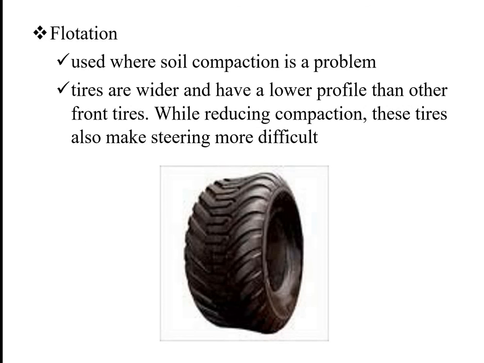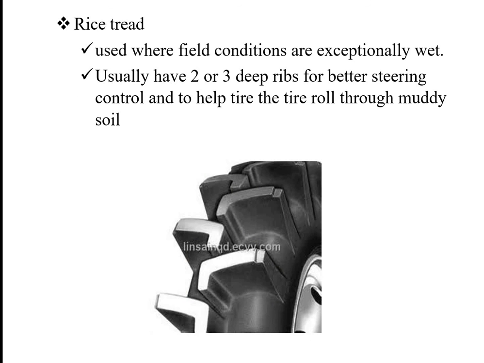Flotation is used where soil compaction is a problem, and the tires are wider and have a lower profile than other front tires, reducing the compaction. These tires also make the steering more difficult. Then the rib tire is used where field conditions are exceptionally wet; it usually has two to three deep ribs for better steering and control, to help the tire roll through the muddy soil.